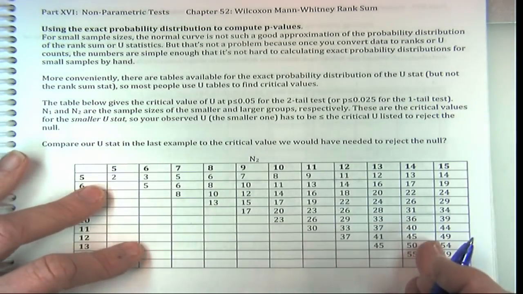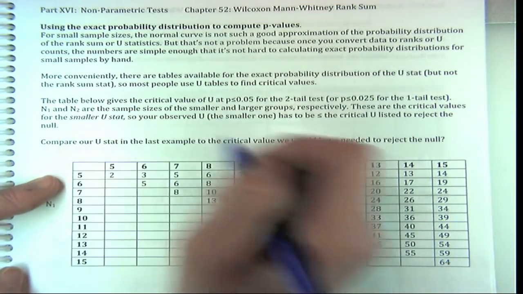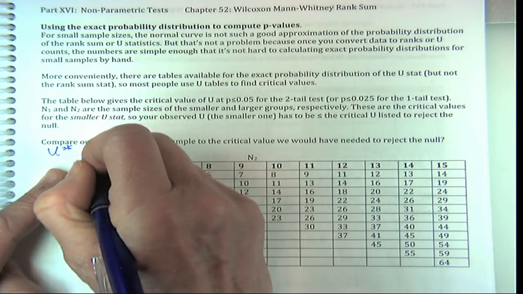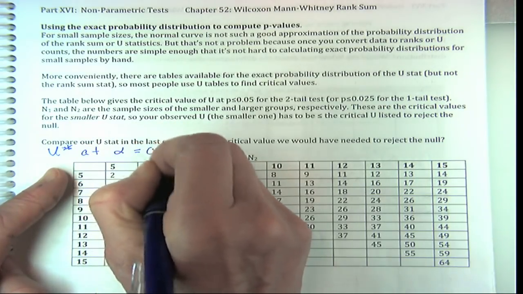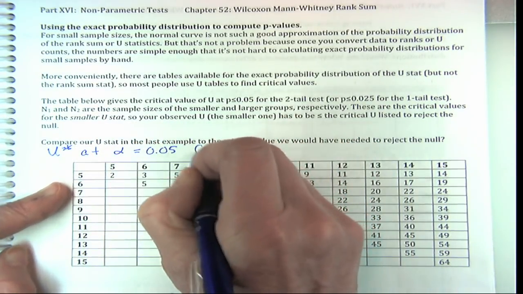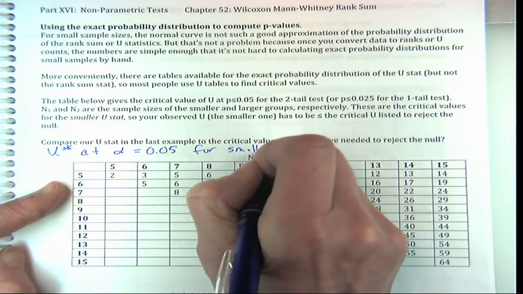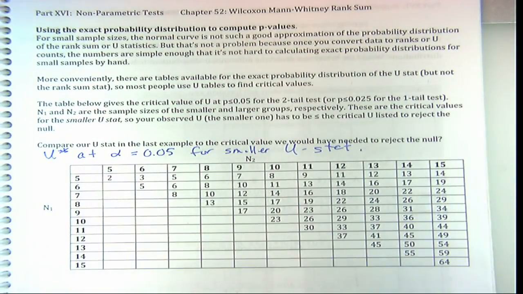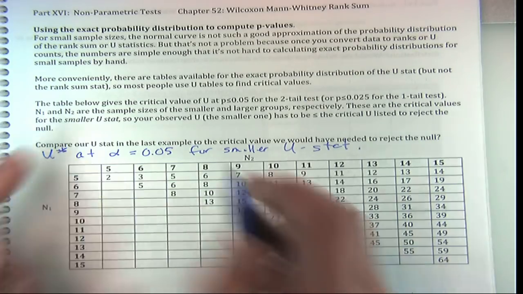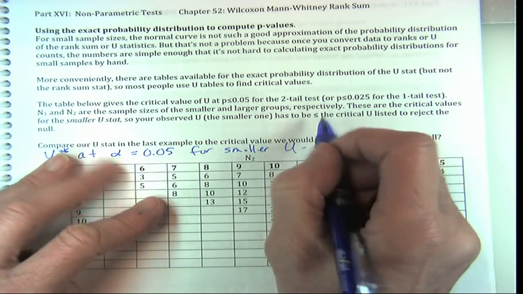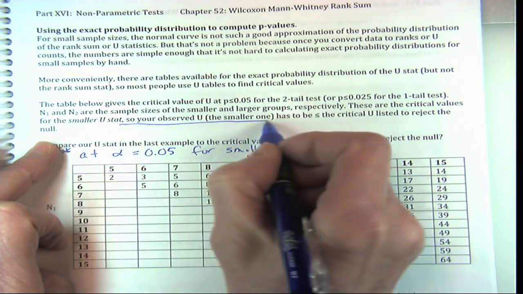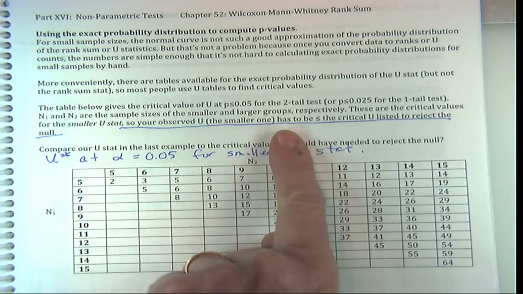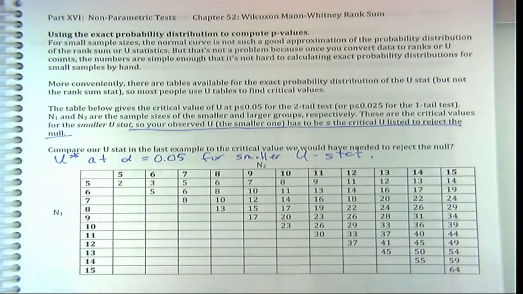These are the U star values. So this table gives you U critical values at alpha equals 0.05 for the smaller U stats. That means your observed value has to be less than the critical value, further away from the middle. So you want to check, where does it say that? If we were doing the bigger one, it would have to be bigger than. So you want less than these values.